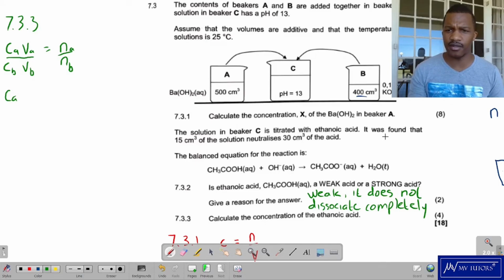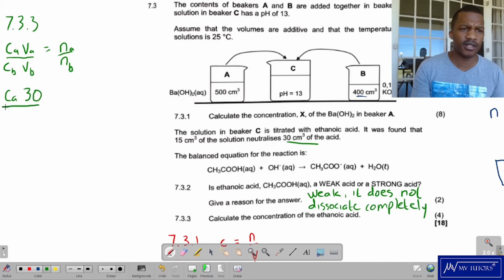What is the volume of the acid? Let's go back and read here. It was found that 15 centimeter cube of a solution neutralizes 30 centimeter cube of acid. So acid is 30. Okay, so we have a 30 there. Concentration of the base. What is the concentration of the base? Didn't we just solve it?